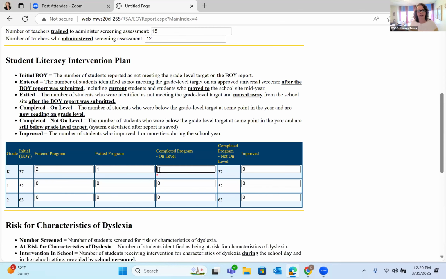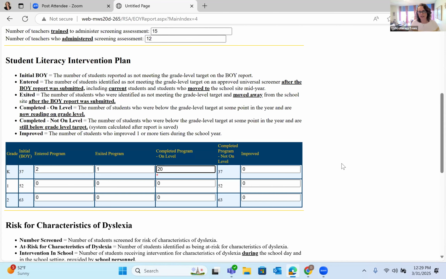And then the next one is how many students completed your program on level. So this will be students who were below level at some point in the year. You had them on a slip, you were doing interventions, and then now they're testing on level. So I'm going to say that this school had 20 students who were below level, but have made gains with interventions, and now they are testing on level.